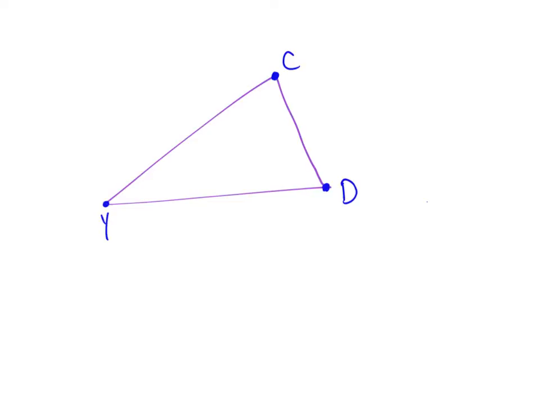There we go, triangle DCY. Now watch the information they give you. They're going to tell you C to D is, let's go 15 meters, and then Y to D is 28 meters. And then they will tell you angle Y, let's make it 44.